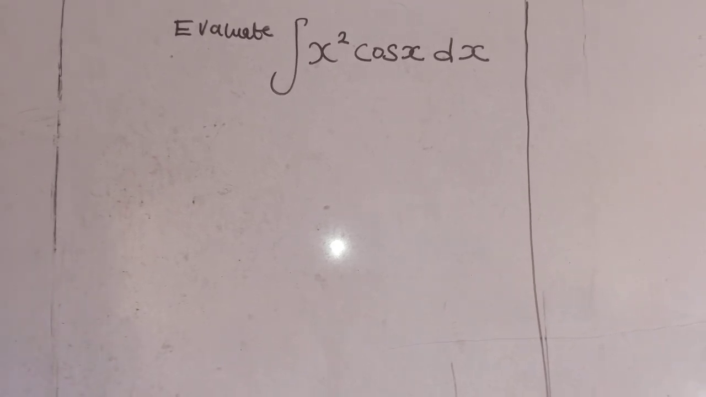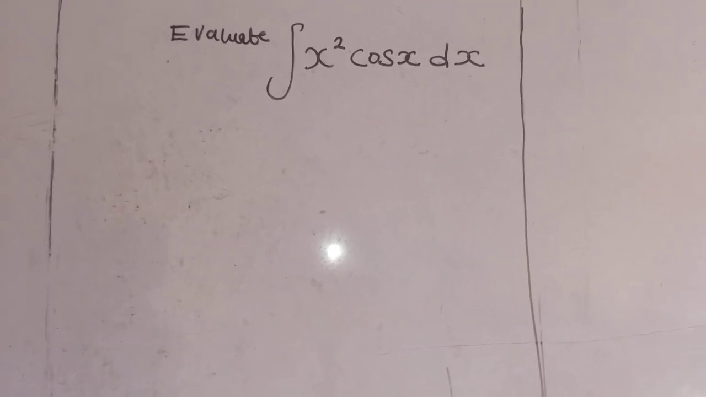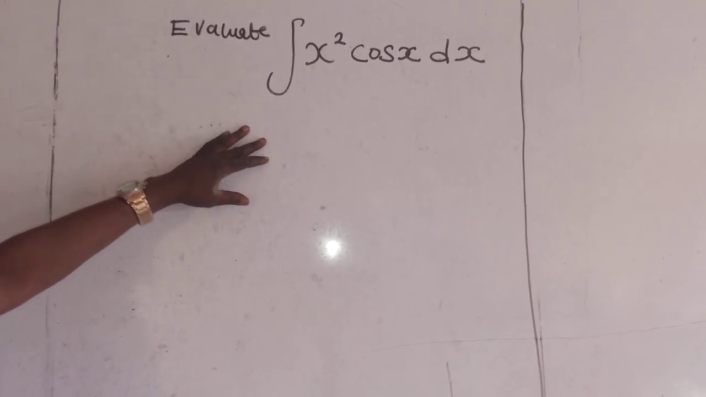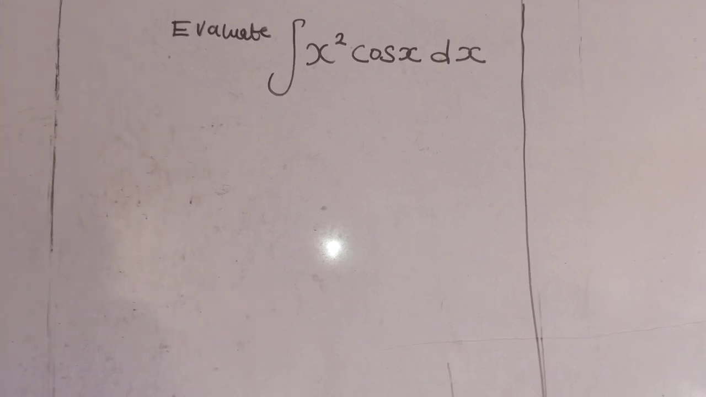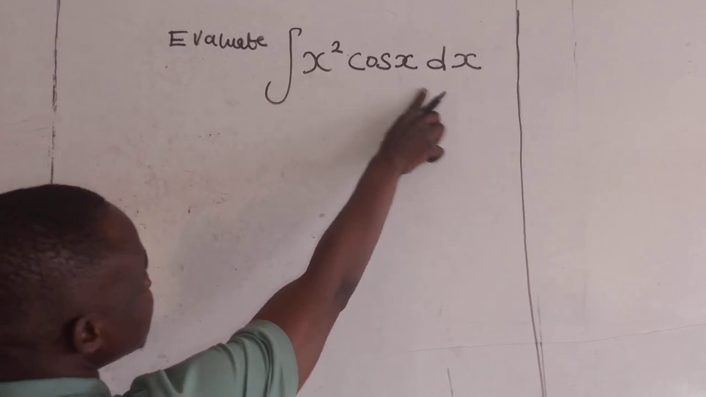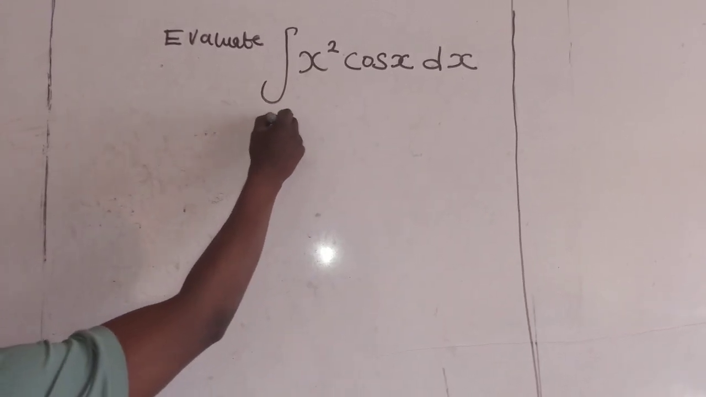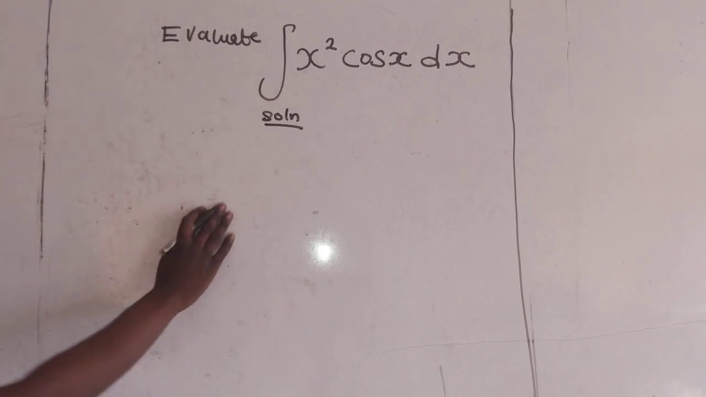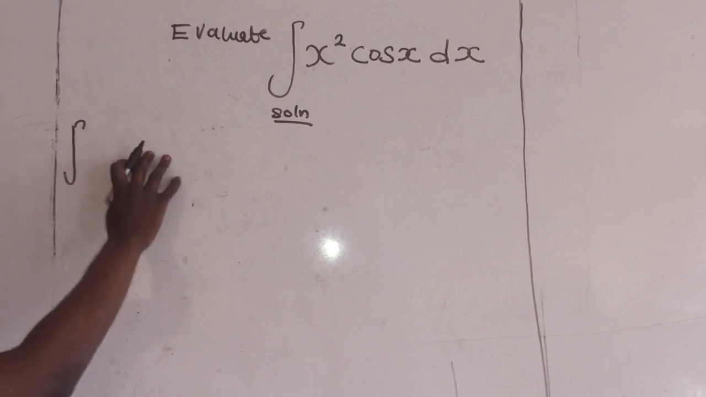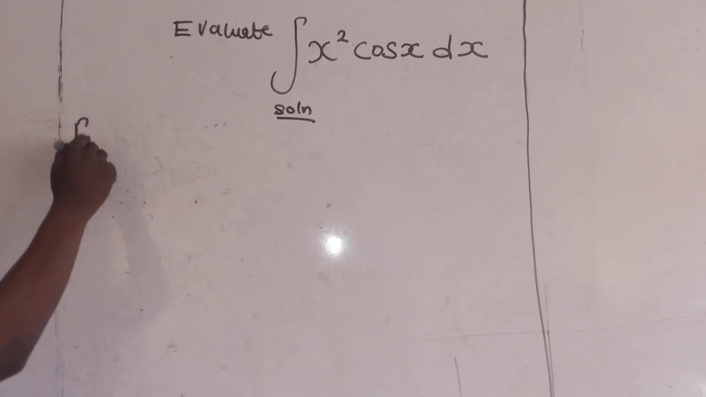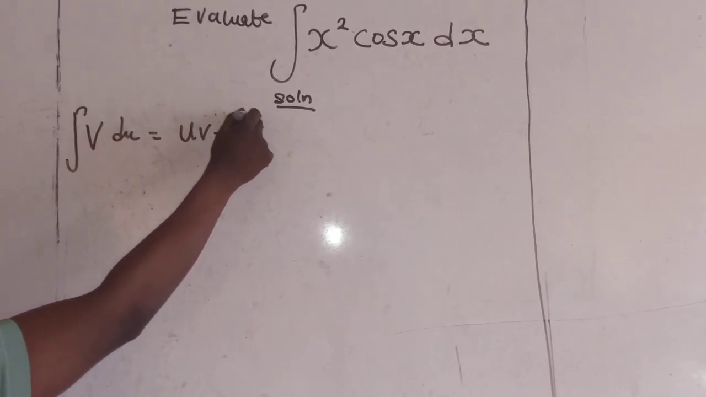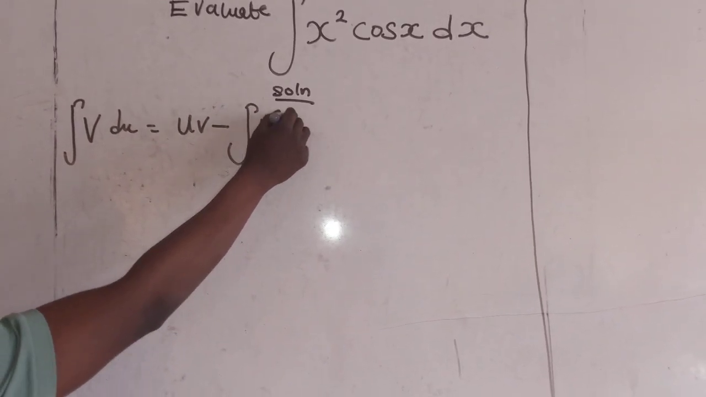Welcome. This is another question from integration, and this is differential calculus, indefinite integral, and evaluate the integral of x squared cos x dx. So if we have a question like this, we apply what we call integration by parts, and the formula is integral of v du equals uv minus integral of u dv.